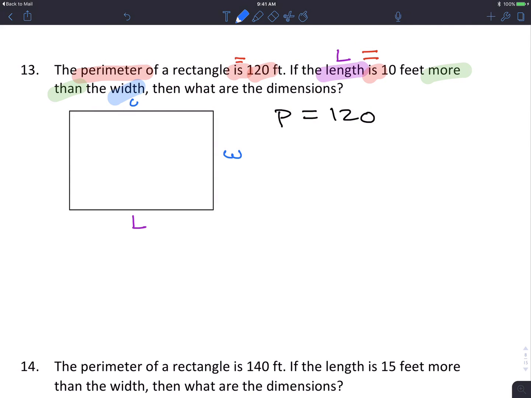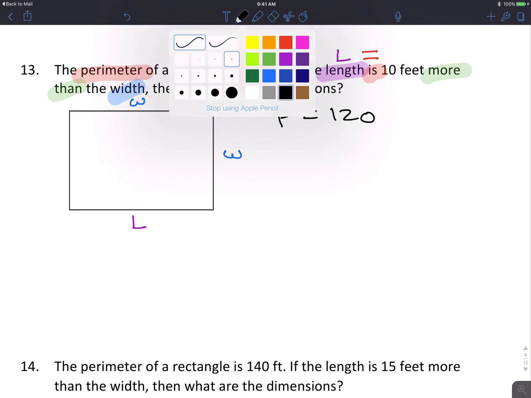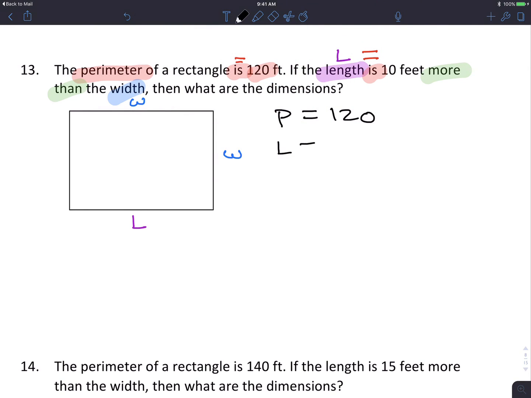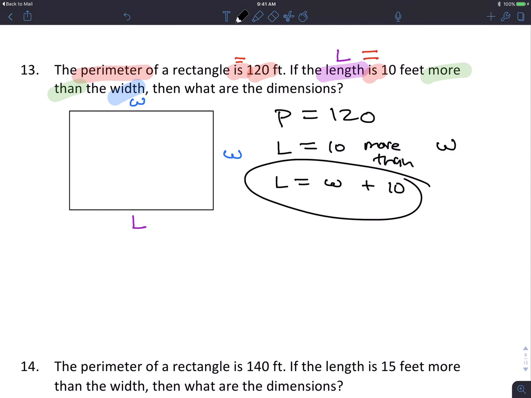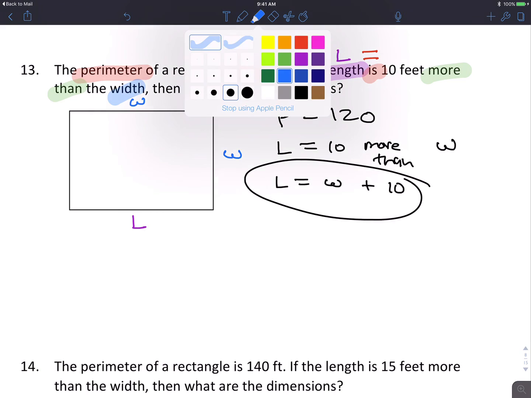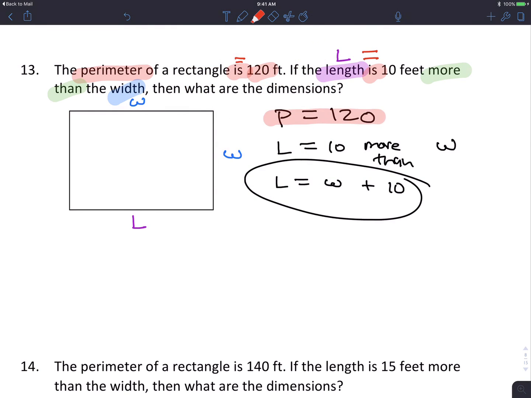Remember from our lecture, the second equation is really saying the following. It's saying that L is 10 feet more than the width. Or really, L is W plus 10. And that's one equation. And believe it or not, the other equation comes from the fact that we already know that my perimeter is 120.